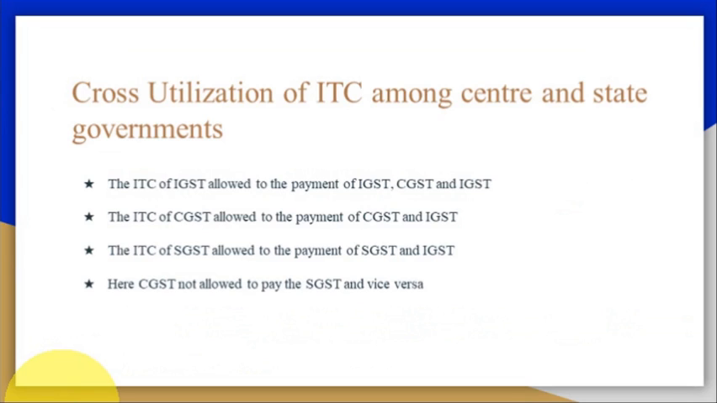Then, cross utilization of input tax credit among central and state government. Here the input tax credit of IGST, integrated goods and services tax, is allowed for payment of IGST first, CGST, and finally SGST. The ITC of CGST is allowed for the payment of CGST and then IGST. In the same way, SGST is allowed for payment of SGST and IGST. Here CGST is not allowed for SGST, as I discussed in previous slides. So CGST or SGST cannot be used to pay each other.